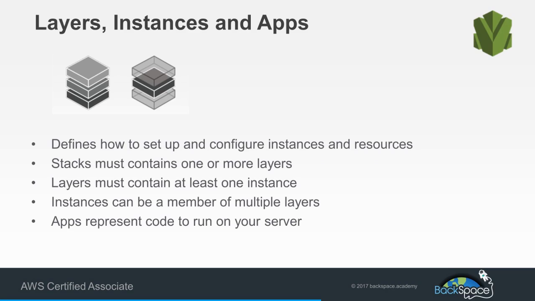So within a stack, we have layers, and those layers define how to set up and configure instances and resources. And you can mix and match these layers. So a layer can be used in multiple stacks, okay? And a stack can be made up of one layer or multiple layers. But a stack must contain at least one layer. And layers must contain at least one instance. Now these instances can also be a member of multiple layers. So you can reuse instances and better utilize them across multiple layers.